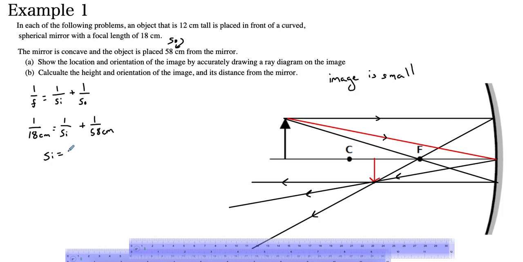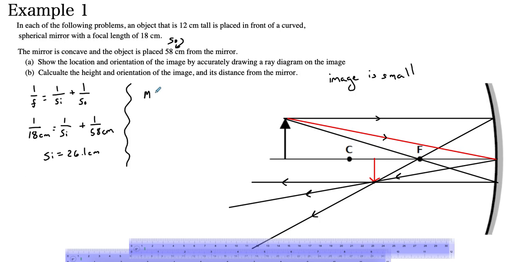SI should work out to be 26.1 centimeters. Okay, remember you're going to have to do an inverse in here. Do it with a fraction, add it over, take an inverse of the answer, right? And then you should be good to go. All right, the second part, we want to know what the magnification is, or rather the height of the image.